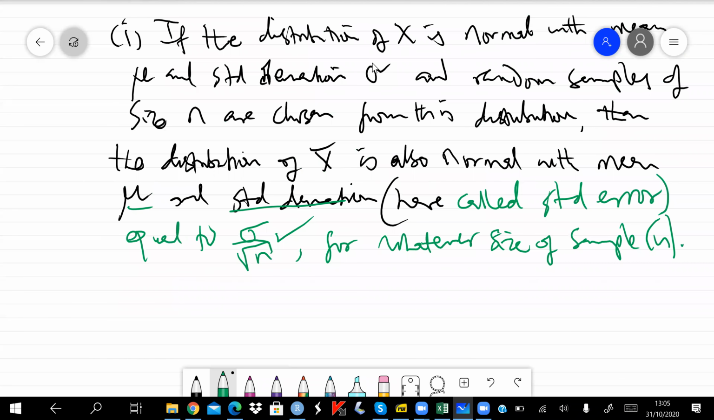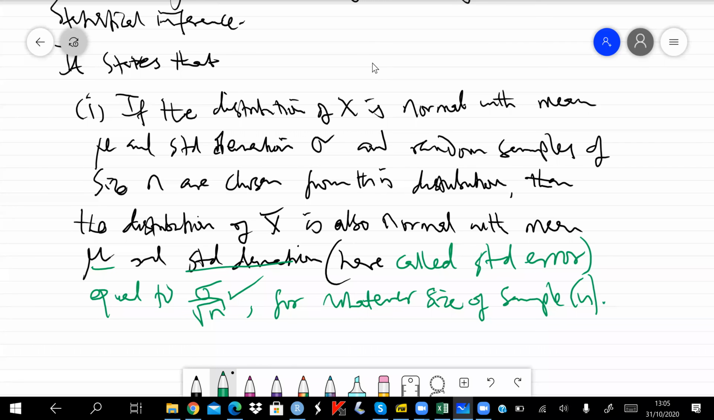So this statement in a nutshell says that if you sample from a normally distributed population, then the distribution of the test statistic, in this case X bar, will be normal, with mean equal to the population mean and standard deviation, which we are calling the standard error, equal to sigma over root n for any size of n.